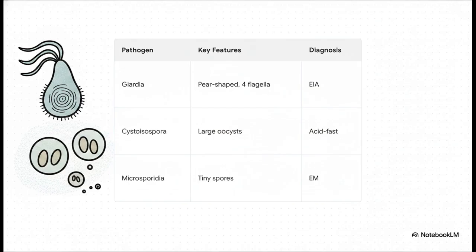And microsporidia? They are incredibly tiny gram-positive spores. Honestly, they're sometimes so small you literally need an electron microscope just to get a definitive tissue diagnosis.